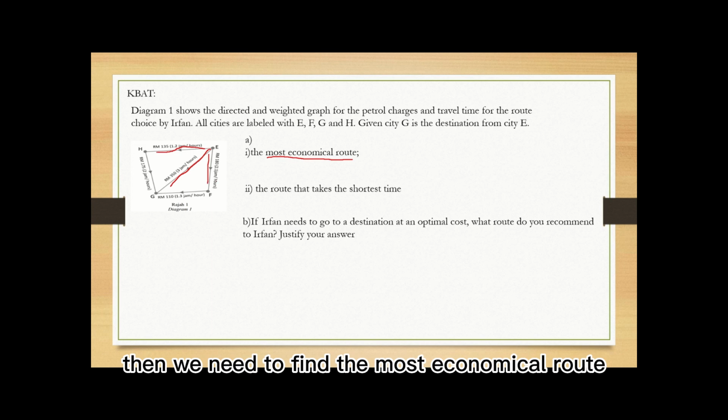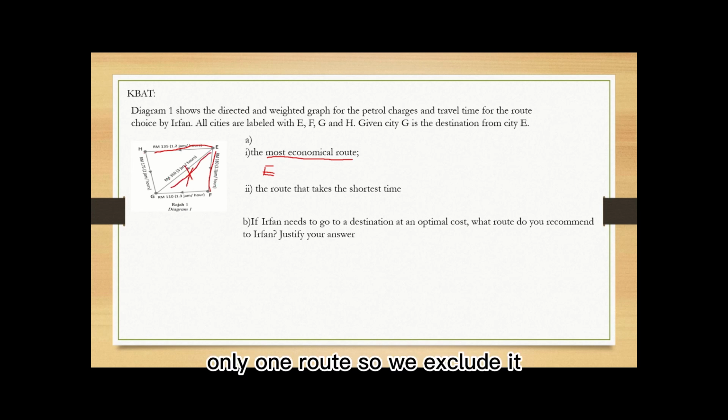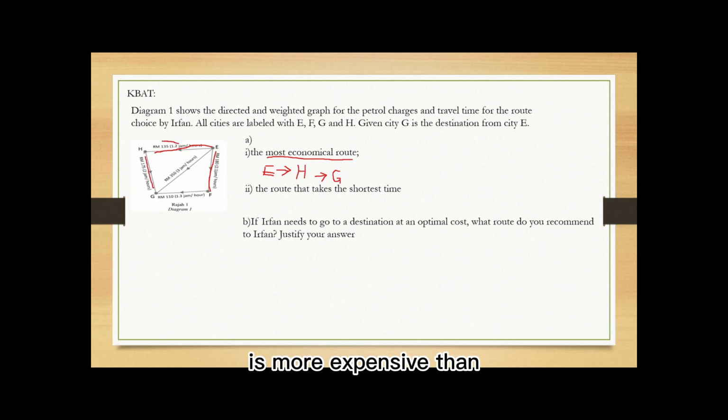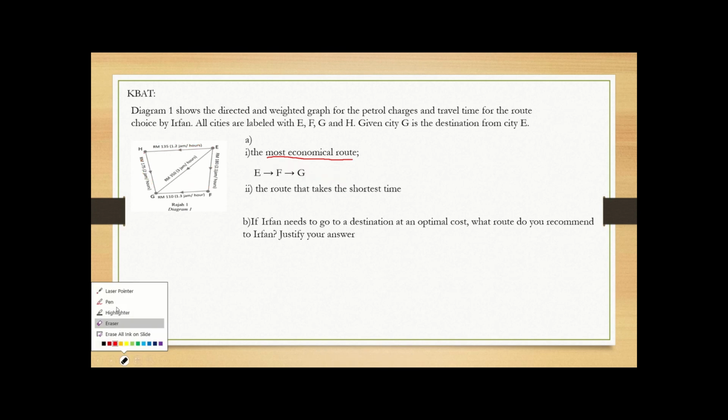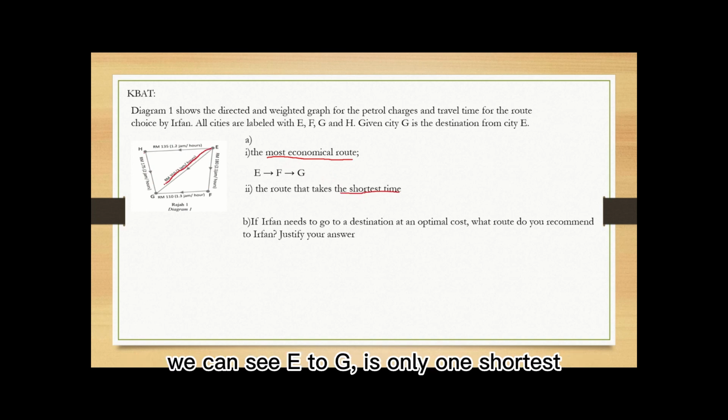Then we need to find the most economical route. So E to H and E to F we can choose, but E to G is only one route, so we exclude it. The final answer is E to F to G because E to H to G is more expensive than E to F to G. Question 2. The route that takes the shortest time. We can see the E to G route is the only shortest, so it is the answer.